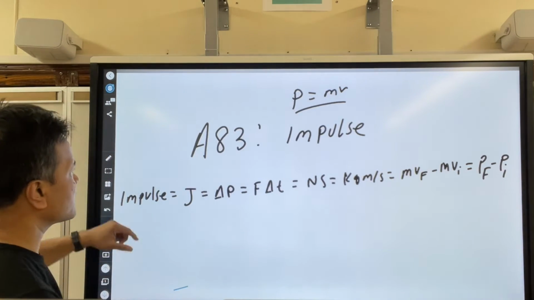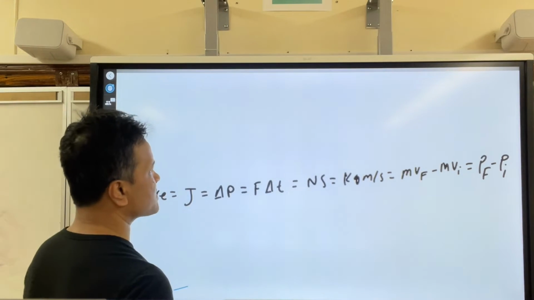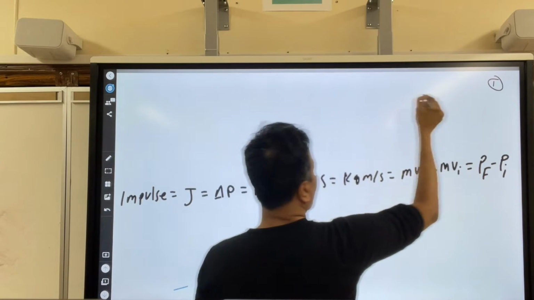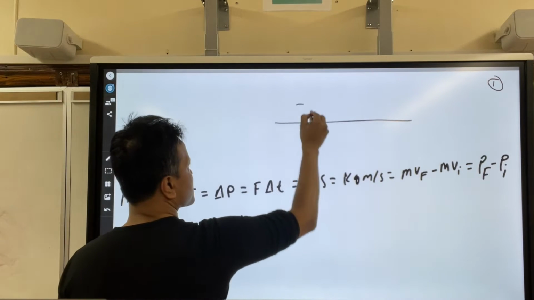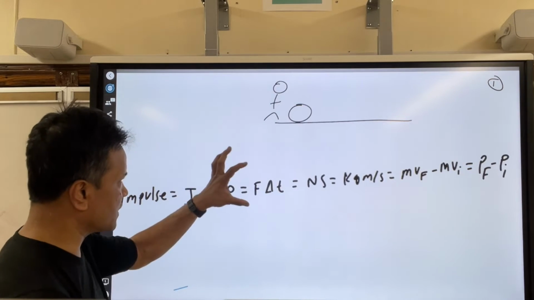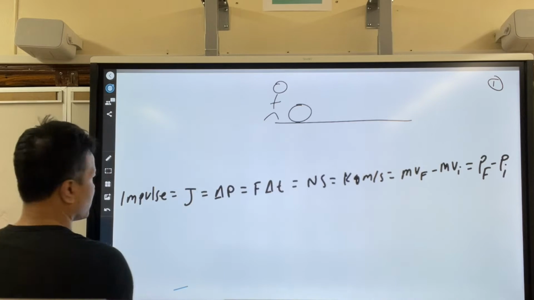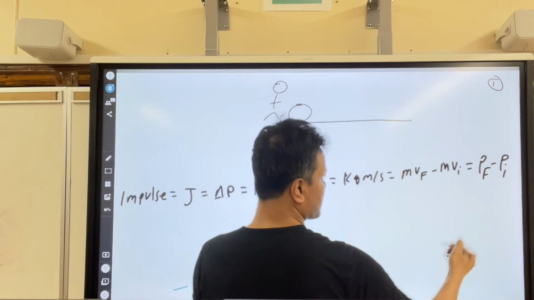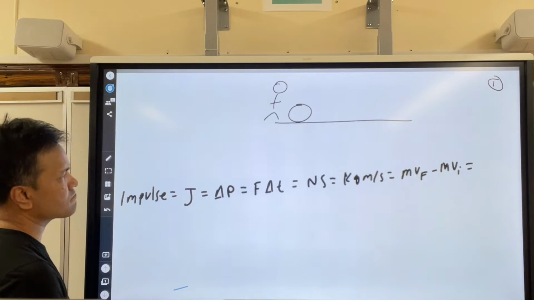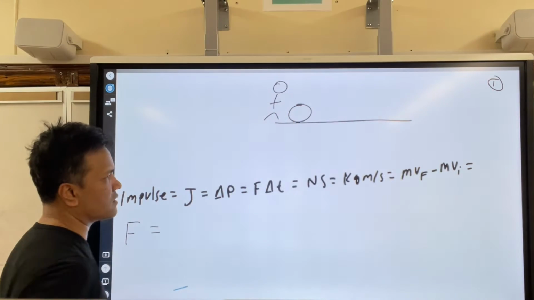All right, so let's give you the first problem. Problem number 1. Let's say there is a field, there is a soccer ball, there is a man trying to kick the soccer ball. We want to find two things. We want to find the impulse. What would be the impulse? And then we're going to find the F, the force that the person exerts on the ball.